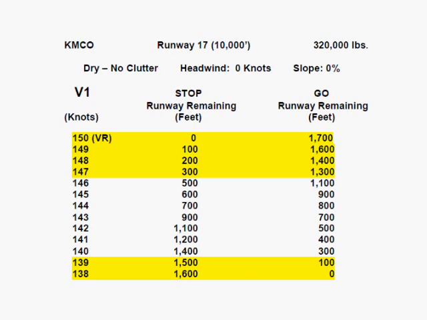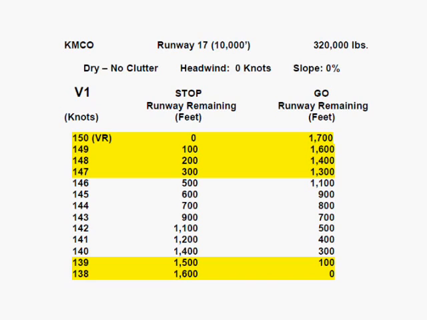The data shows that with V1 equal to VR, there would be no runway remaining after an abort. In this case, the crew could choose a V1 outside of the yellow shaded areas, where the stop runway remaining would be at least 500 feet, and the go runway remaining would be at least 300 feet. This data shows that V1 equal to VR may be legal, but may not be a good idea. On the other hand, if the runway is 12,000 feet long, with the stop runway remaining being 2,000 feet, V1 equal to VR would not be a problem.